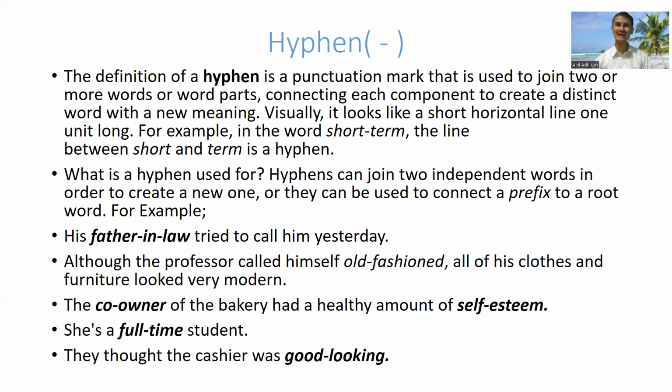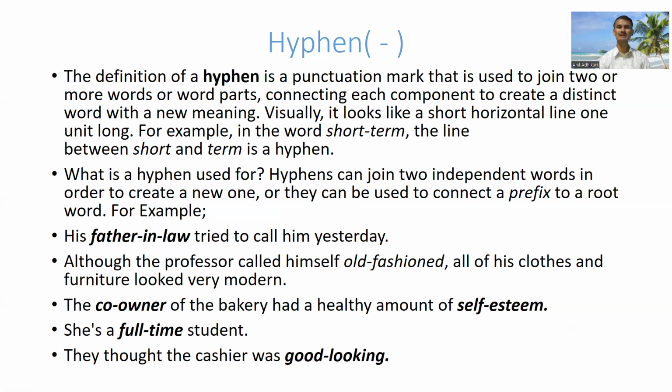What is the last one? Hyphen. The definition of a hyphen is a punctuation mark that is used to join two or more words or word parts, connecting each component to create a distinct word with a new meaning. Visually, it looks like a short horizontal line. For example, you can see here. Focus on the example. In the word short-term, the line between short and term is a hyphen. That line is called a hyphen.